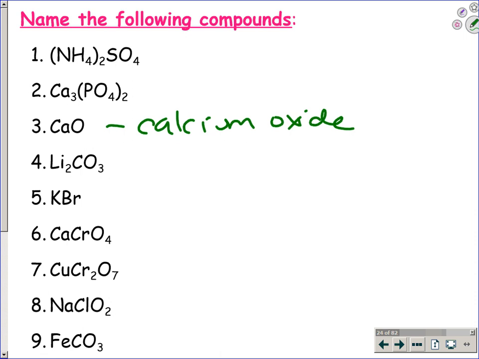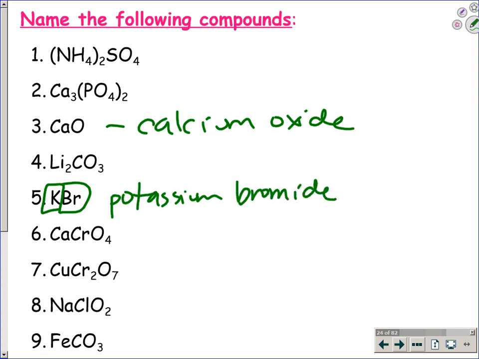Okay, you're writing these names out on your paper with me. Break it into 2 parts. First name, last name. Potassium. And then the last name is bromide.